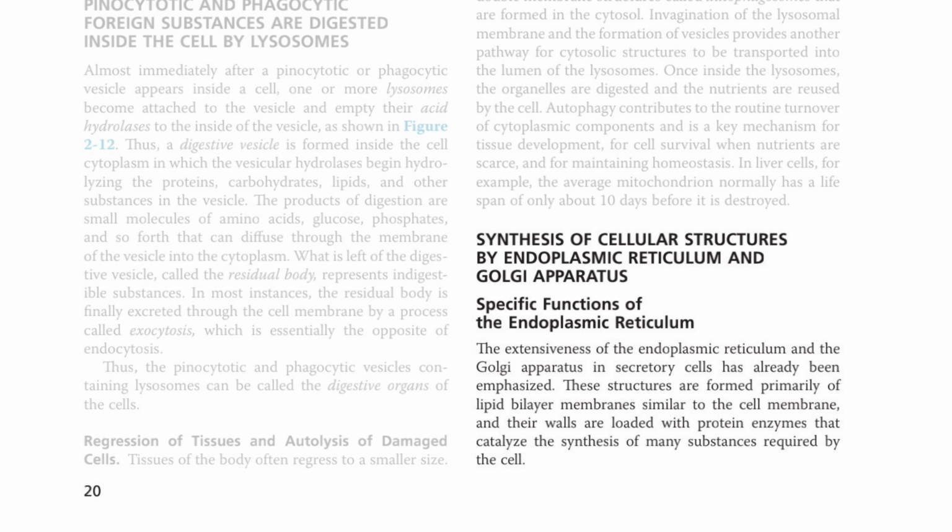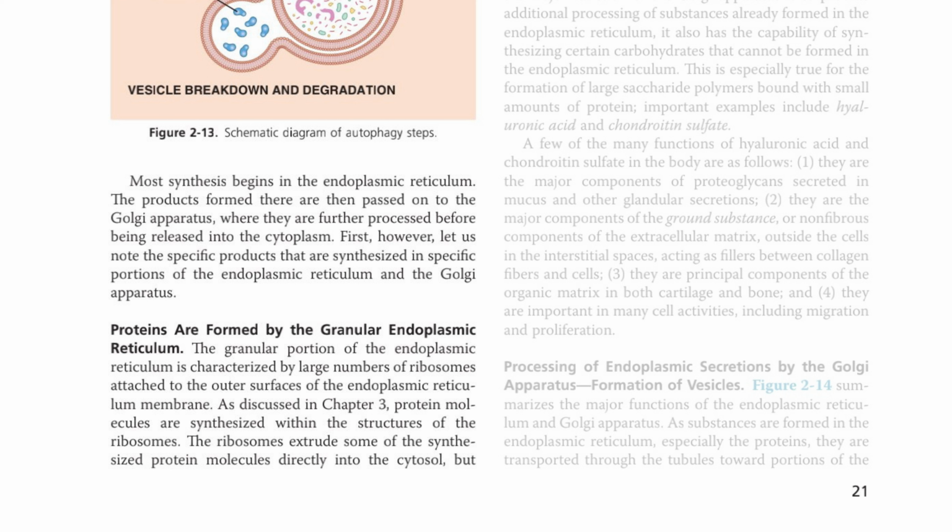Synthesis of cellular structures by endoplasmic reticulum and Golgi apparatus. Specific functions of the endoplasmic reticulum. The extensiveness of the endoplasmic reticulum and the Golgi apparatus in secretory cells has already been emphasized. These structures are formed primarily of lipid bilayer membranes similar to the cell membrane, and their walls are loaded with protein enzymes that catalyze the synthesis of many substances required by the cell. Most synthesis begins in the endoplasmic reticulum. The products formed there are then passed on to the Golgi apparatus, where they are further processed before being released into the cytoplasm. First, however, let us note the specific products that are synthesized in specific portions of the endoplasmic reticulum and the Golgi apparatus.